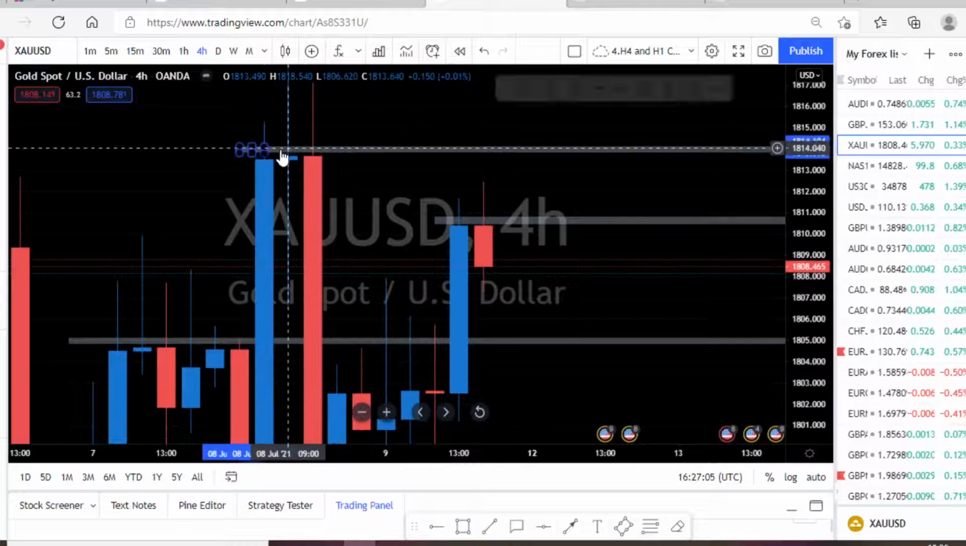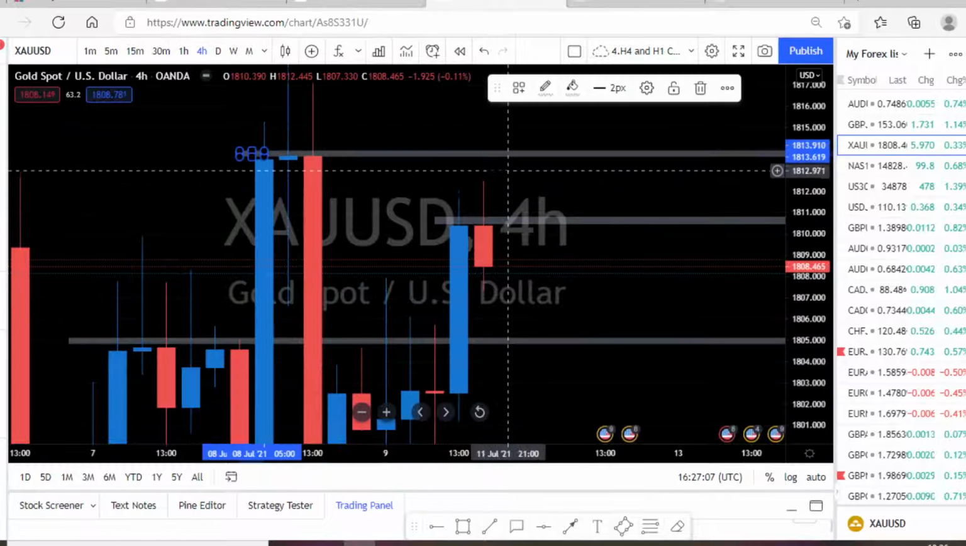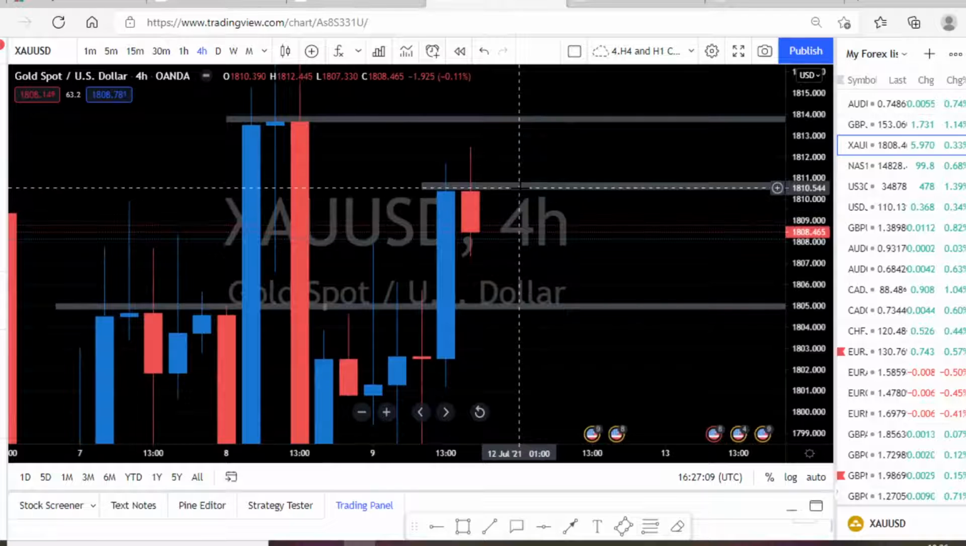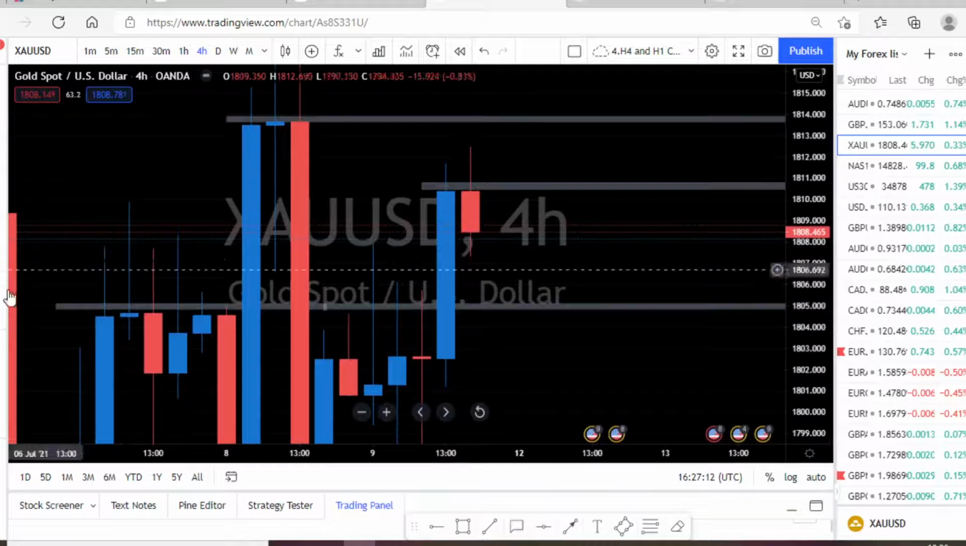Come on. We have a support right here. Then if price can break, price will go above. Let's see how many pips.